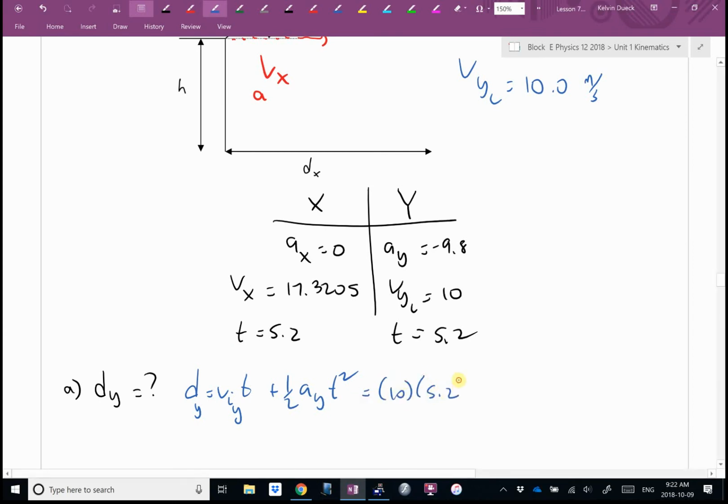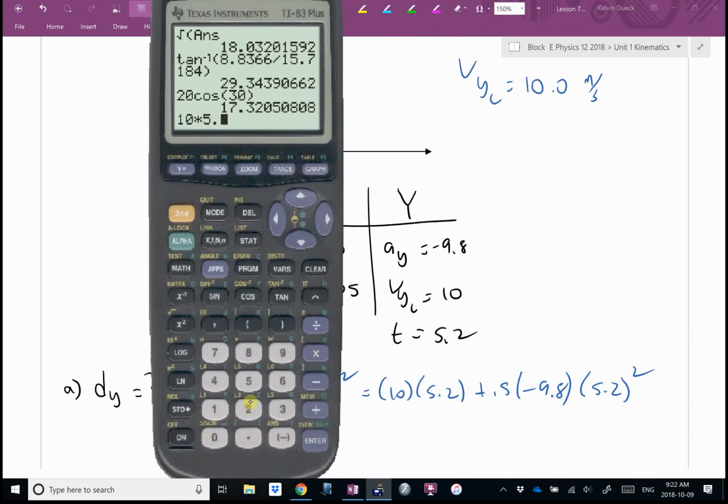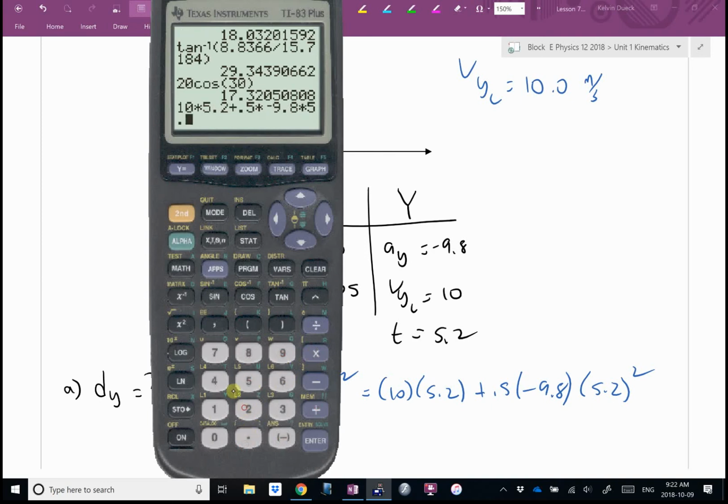It's going to be 10 times 5.2 plus 0.5 times negative 9.8 times 5.2 squared. I've done a half of negative 9.8 so often that I often just do the 4.9 in my head, but I don't want to scare you folks. Typing in 10 times 5.2 plus 0.5 times negative 9.8 times 5.2 squared. That typed in right, Mr. Dueck? Yes, it is. You get negative 80.5.